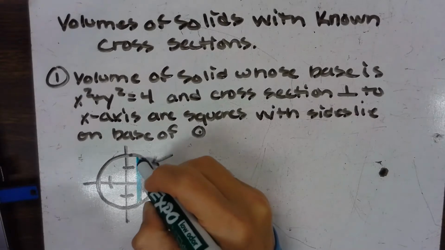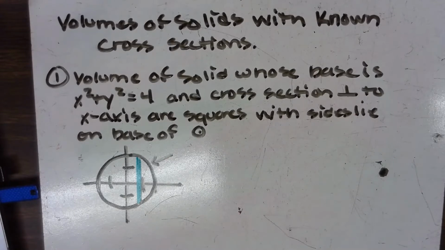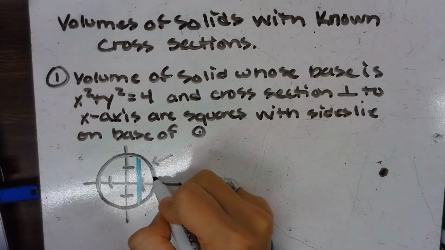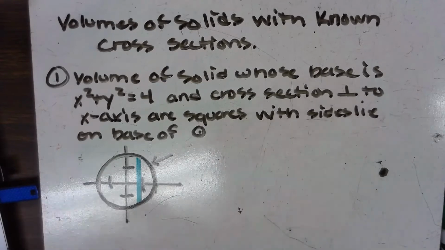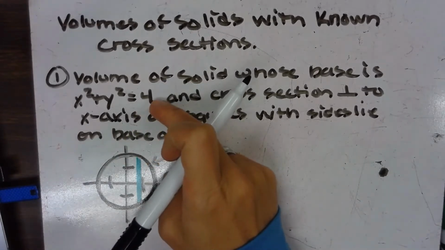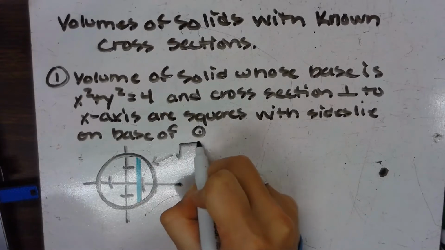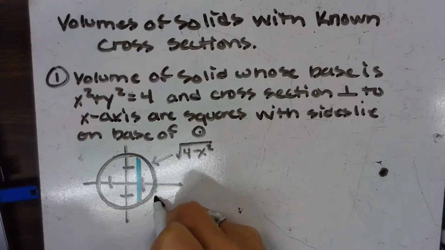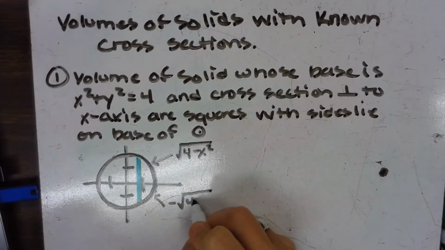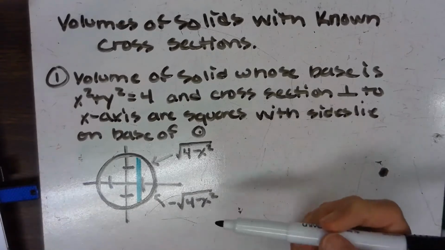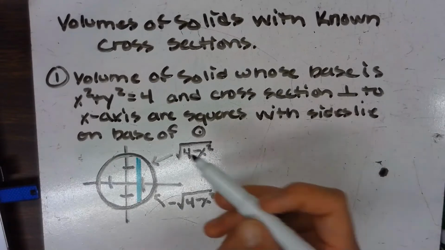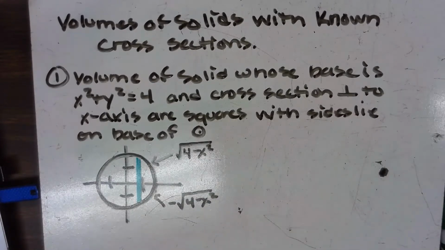However, remember in our calculators we can only put in y equals, so we put in this part and this part right here. When we solve this for y, we get the top to be the square root of 4 minus x squared, and the bottom to be negative square root of 4 minus x squared. Think of this as part of a parabola here and part of a parabola here. So just remember that.